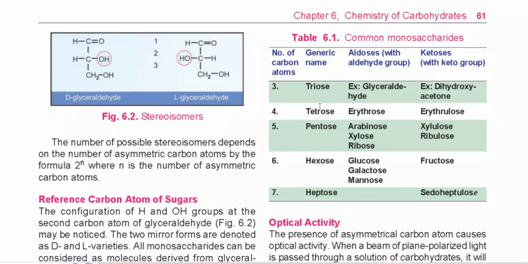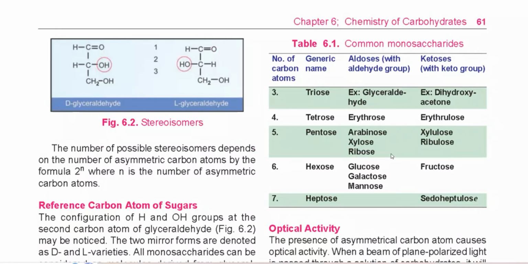Then tetrose is erythrose in case of the aldose, and erythrulose is the ketose. Pentose examples are arabinose, xylose, ribose, and the example ketoses are ribulose and also xylulose. Now hexoses are glucose, galactose, mannose, all aldose sugars, but the keto sugar is fructose, having the same structure. Heptose or heptulose, such as sedoheptulose, is a common example of these.